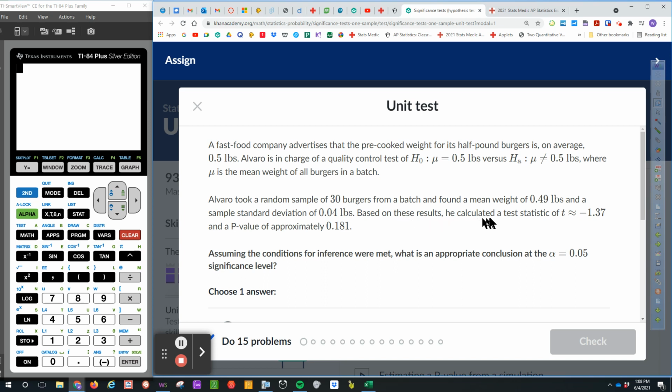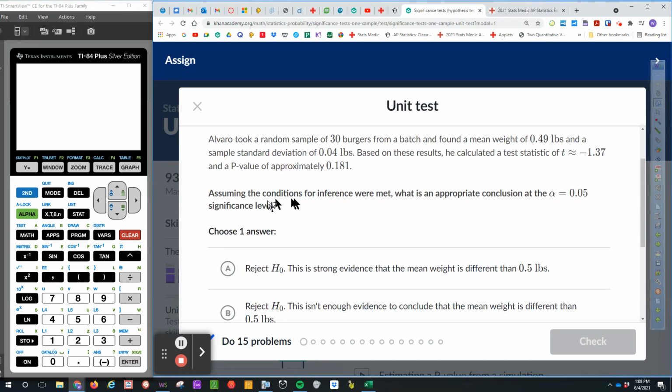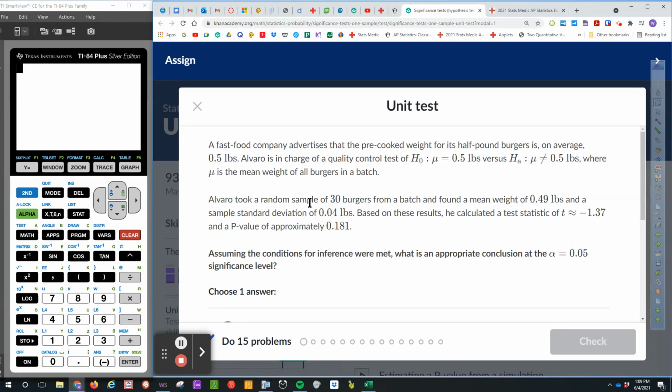Based on these results, he calculated a test statistic of t approximately equal to negative 1.37 and a p-value of 0.181. Assuming the conditions, there are three. What are they? The first condition is that the sample has to be random. The second condition is that the central limit theorem applies because the sample size is 30 or more, so the sampling distribution is approximately normal. And we assume the burgers are independent from each other. Okay, so that's assuming the conditions for inference were met.